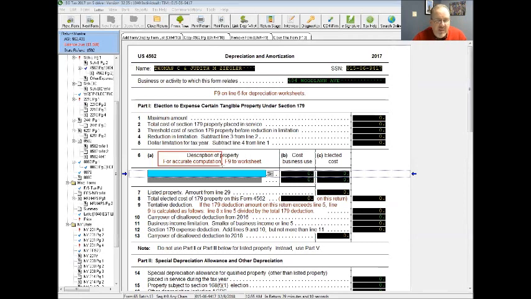I love this statement. Description of property, which we want to do. Now, the other thing it says, for accurate computation, F9 to worksheet. Being a tax preparer, I would love nothing more than to not have to worry about the IRS because I had accurate computation, okay? So we're going to go in there, and we're going to get that. So we're going to use accurate computation, hit F9. Whoops, I'm sorry.